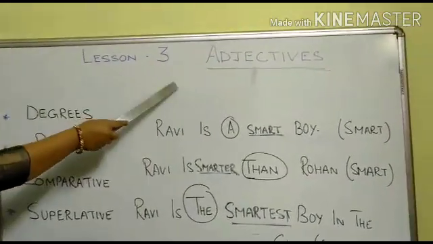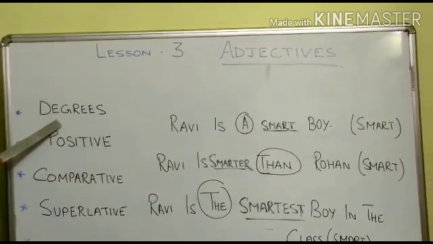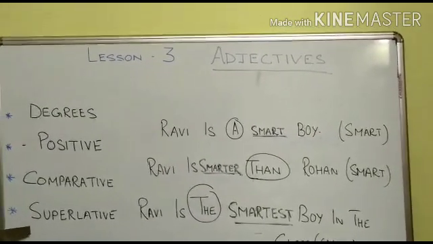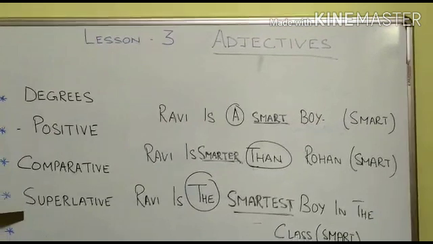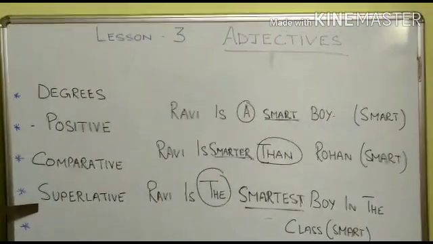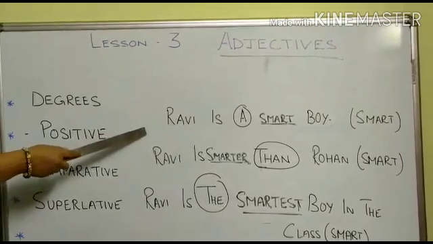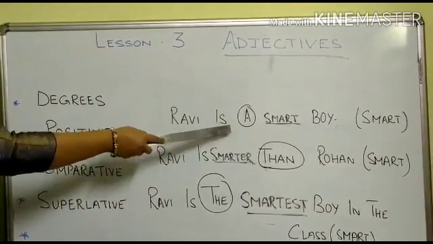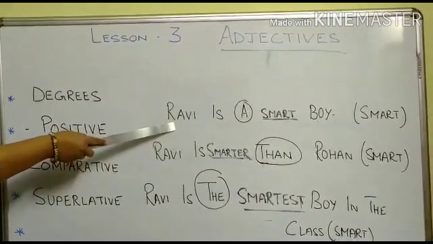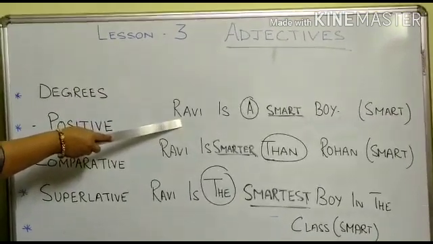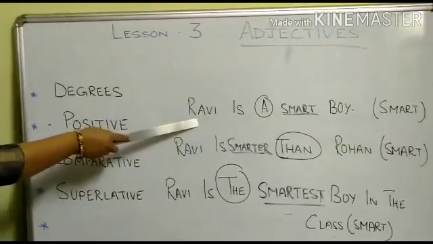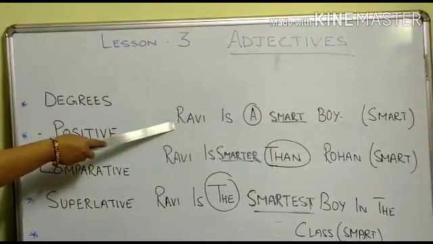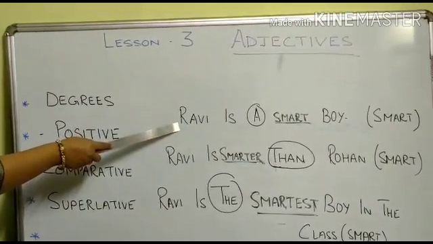Lesson 3, Adjectives. Degrees. Three types of degrees are there: positive, comparative, and superlative. Now you should know where and how to put the adjectives. Now, see the first sentence: Ravi is a dash boy. If "a" is there, there is no comparison, neither comparison between two things, nor comparison with a group. And in the bracket, the word is smart. If it is a simple sentence, then we will put the same word which is in the bracket, that is the positive degree. So it will be Ravi is a smart boy.